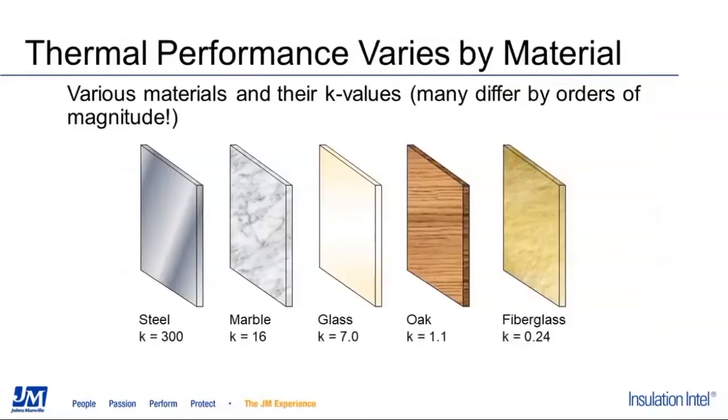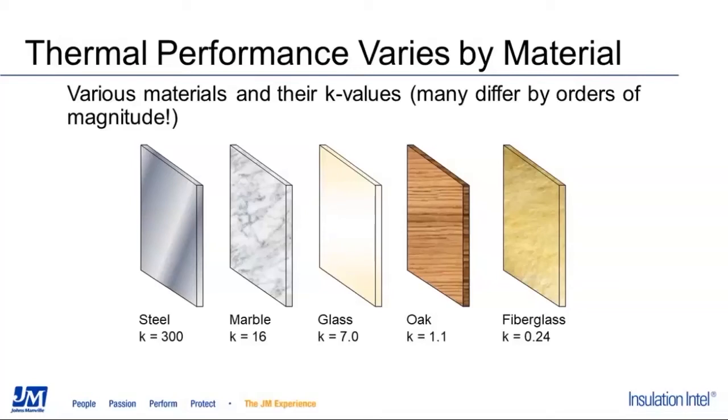So thermal performance is something that's going to vary greatly by the different types of materials. As you can see on the left, steel has a thermal conductivity, or K value, of 300, and fiberglass all the way on the right has a thermal conductivity of 0.24. And I believe that these units are BTU inch per degree Fahrenheit hour square foot. I know it's a mouthful, or in other units it would be watts per meter Kelvin.